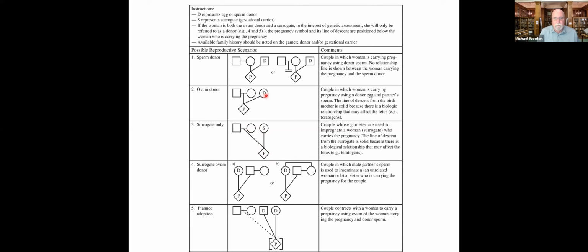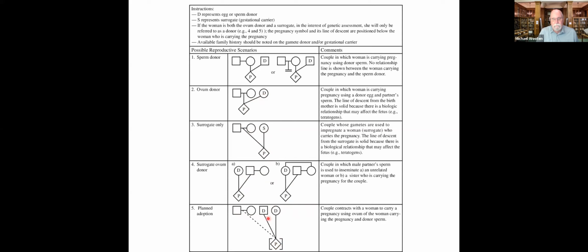These, of course, are not, because you've got donor situations, and then you've got all sorts of other combinations. I'll let you work through those. And these are planned adoptions, where you go in and you actually negotiate an adoption or something.